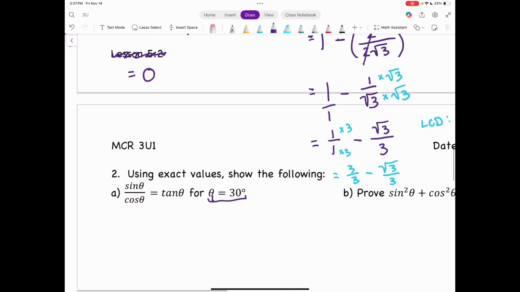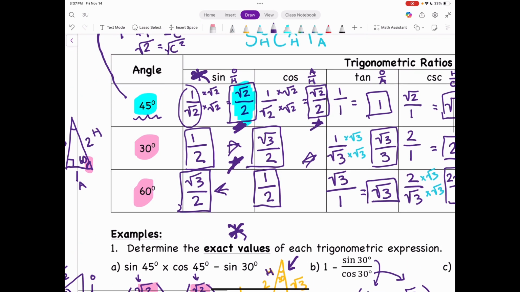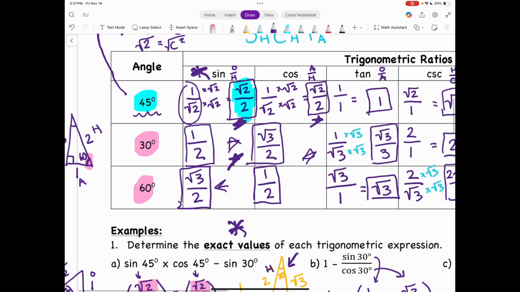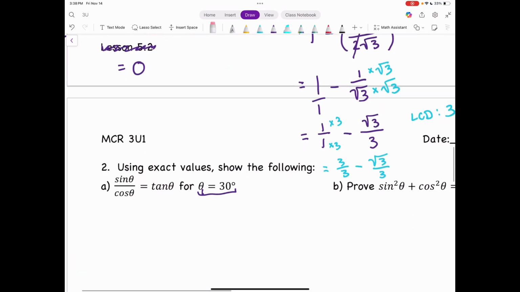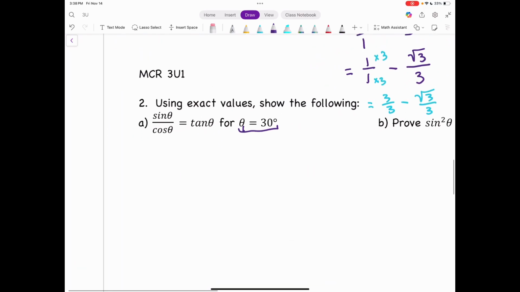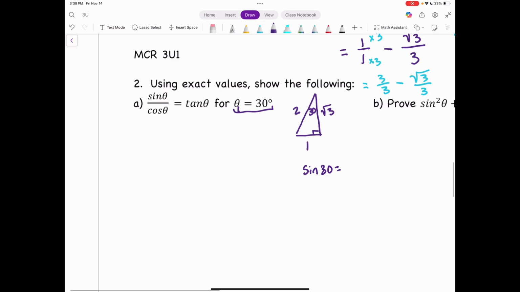We can either draw them out, which you will need practice with because that's how you'll solve it on a test, or we can just look at our ratios over here. Sine at 30, we know, is a half, and cosine at 30 is the square root of 3 over 2. I'll show you how we would figure that out if you didn't have that chart. We know that it's opposite over hypotenuse. So in this case, here's my opposite, here's my hypotenuse, here's my adjacent. It would be 1 over 2. Okay, so sine at 30 is 1 over 2.